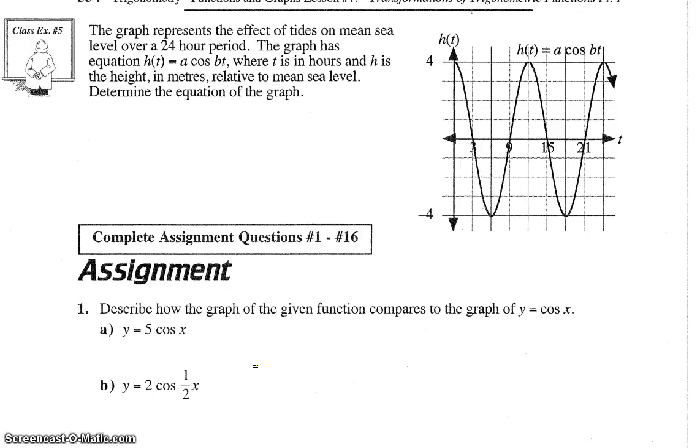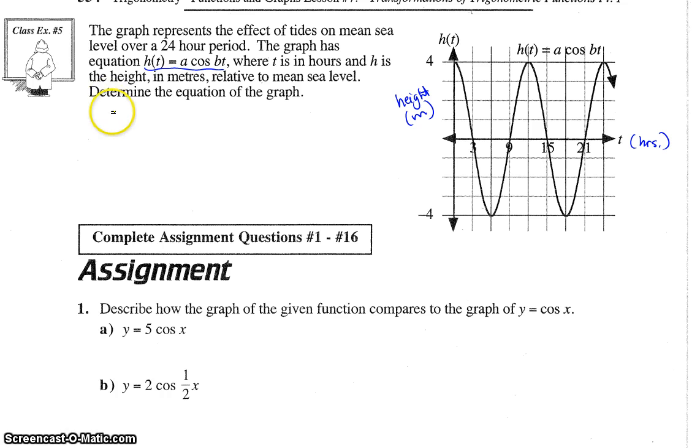Okay, so last example, example 5, looks like a bit of a real-life application situation. The graph represents the effect of tides on mean sea levels, which is like average sea level, over a 24-hour period. The graph has an equation of h of t equals a cos bt, where t is in hours. Okay, here we go, t, and this is in hours. And h is in height in meters. So this is height in meters, relative to the mean or average sea level. Determine the equation of the graph.